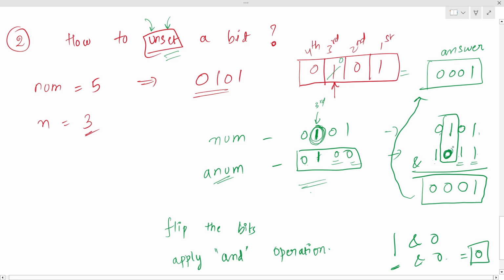And if I make it 0, you know that whatever the number present at this position, like the third position is given here, you have 0 here, and you're applying an AND operation with 0, it will definitely give you a 0 only. So here we are somehow making it unset. Hope you got it right. So the idea is very simple, right?